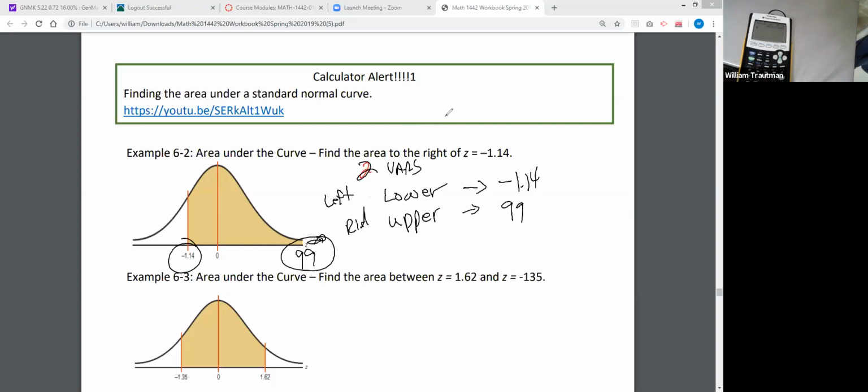And I'm going to stretch this out. And so I'm going to go to second vars, number 2. My lower is going to be negative 1.14. Don't hit subtract. I think it gives you an error. You have to hit the negative. And my upper is going to be a positive 99. When I hit enter, enter, enter, enter, and enter one more time, it finally tells me my answer.